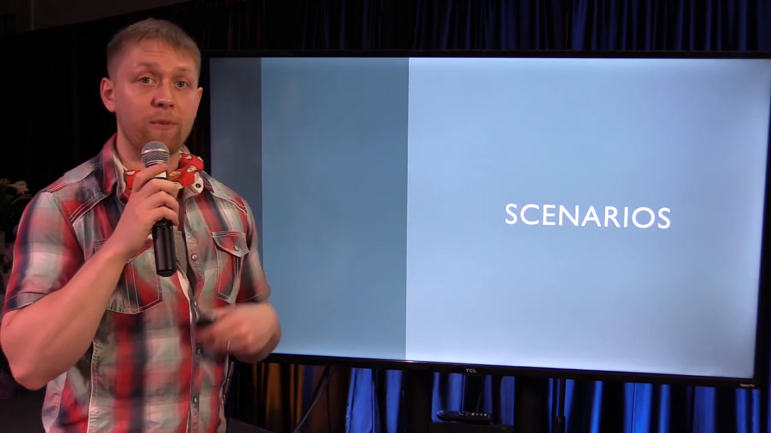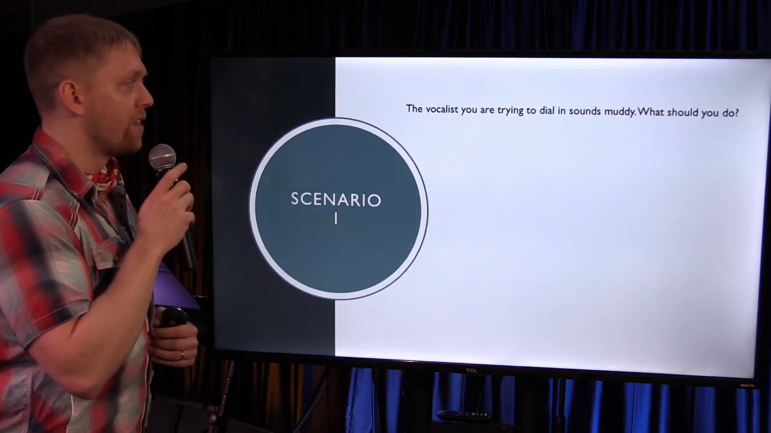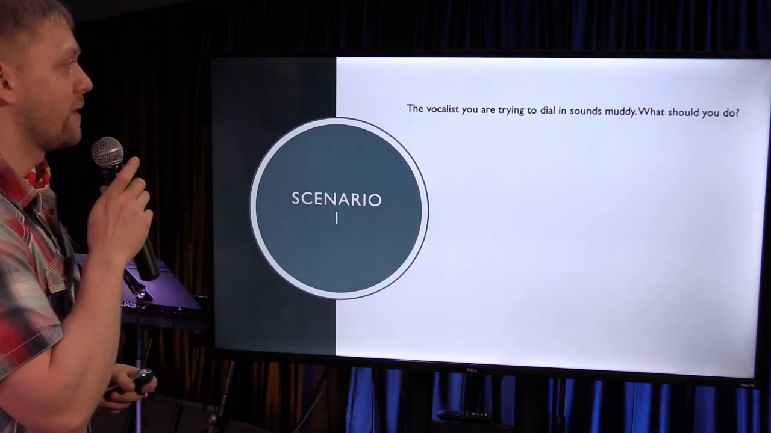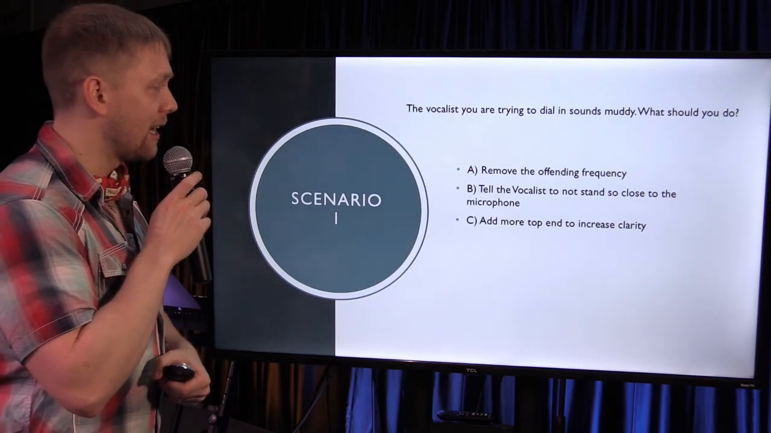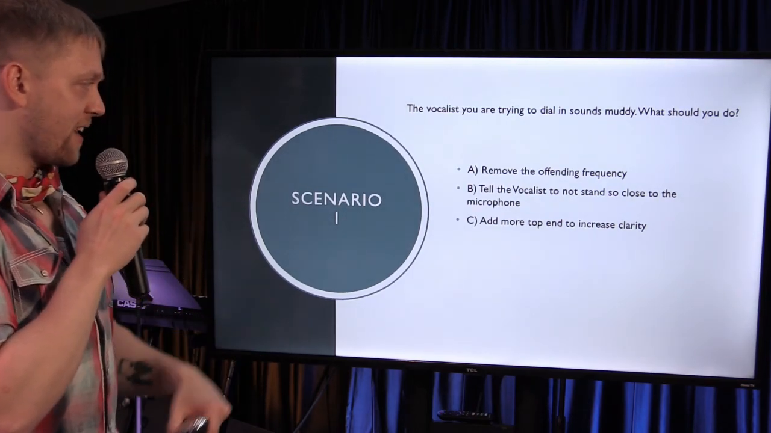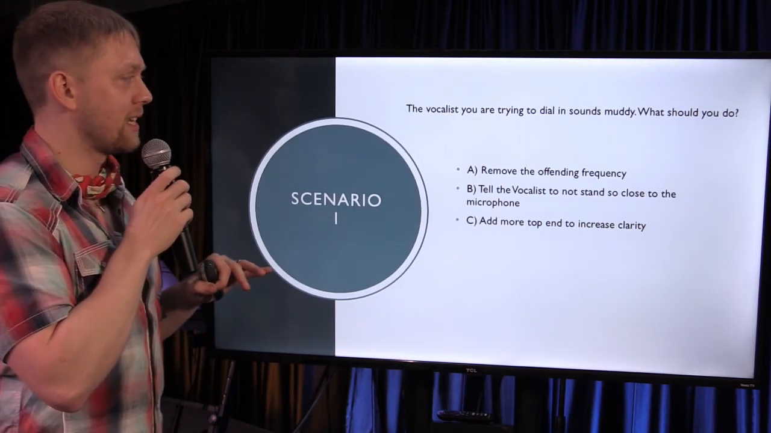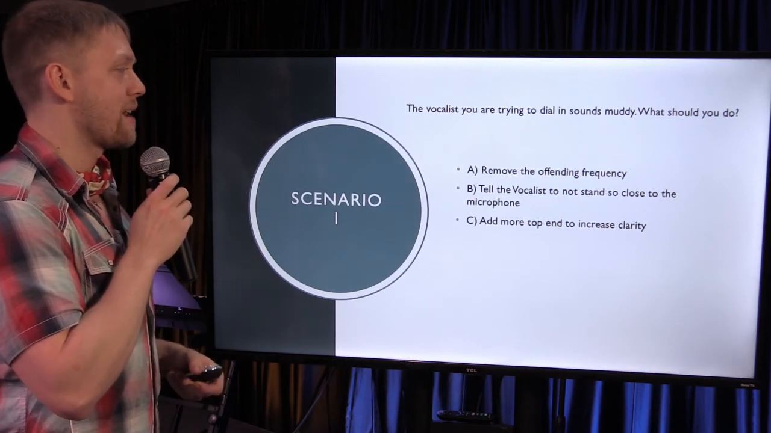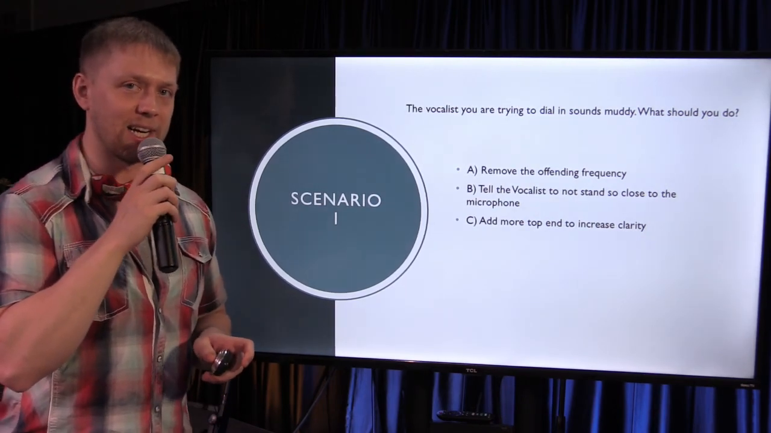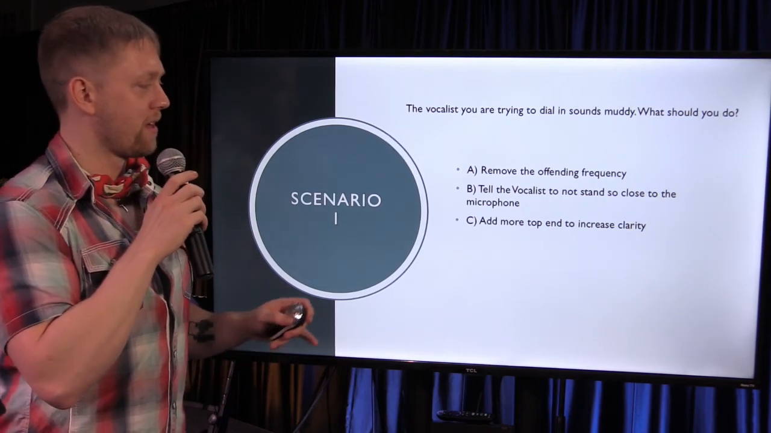So we've got 6 scenarios. Let's start with the first one. The vocalist you're trying to dial in sounds muddy. What should you do? Option A, remove the offending frequency. Option B, tell the vocalist to not stand so close to the microphone. Option C, add more top end to increase clarity. Take a second, see what you come up with.